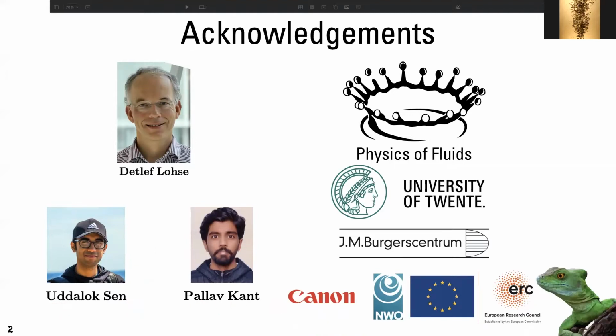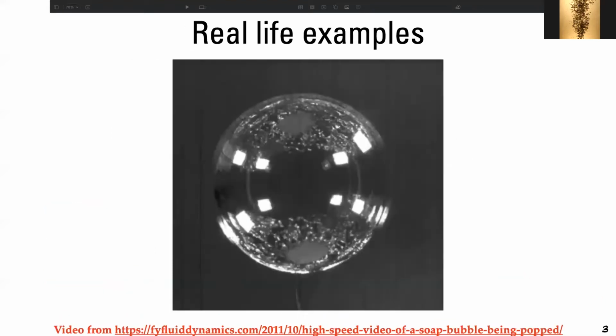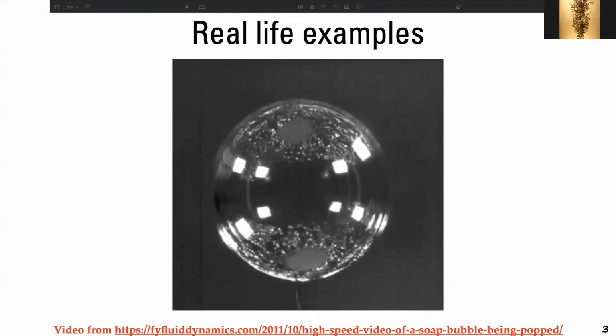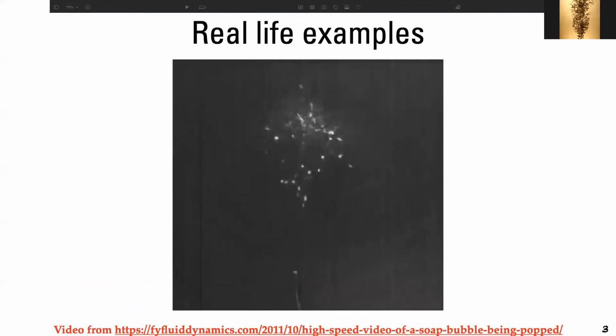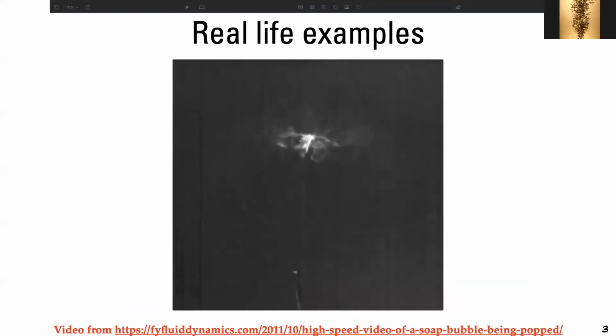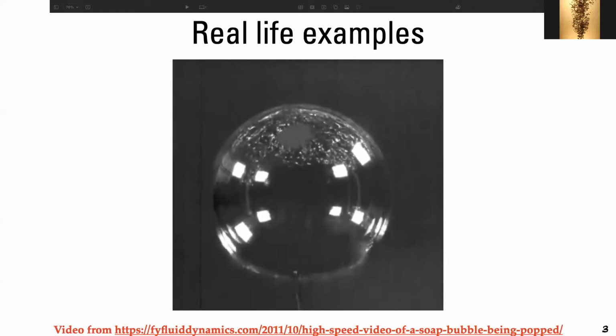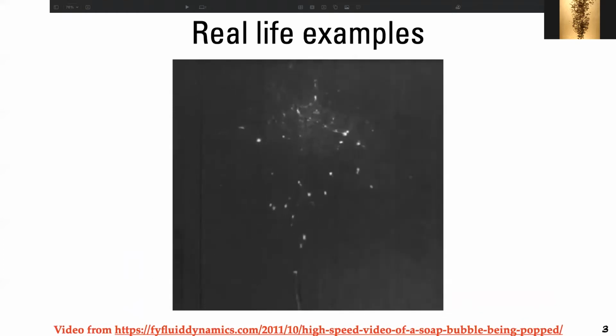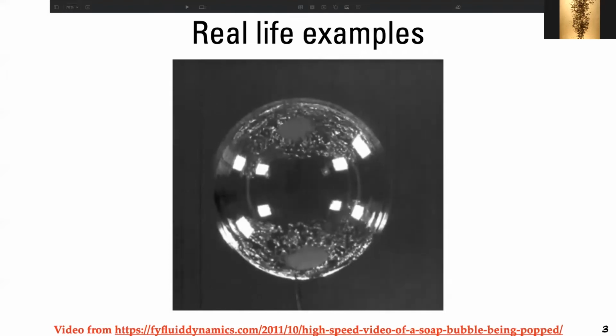Before I start, let me give you a real-life example of Taylor-Culick retractions. This is a soap bubble falling on a needle, and as it falls, a hole forms over here and then the bubble bursts. Of course, this process is governed by capillary forces. Once there is a hole, the only way to minimize surface energy is if the entire liquid sheet would vanish. Today we are going to talk about such retraction processes.